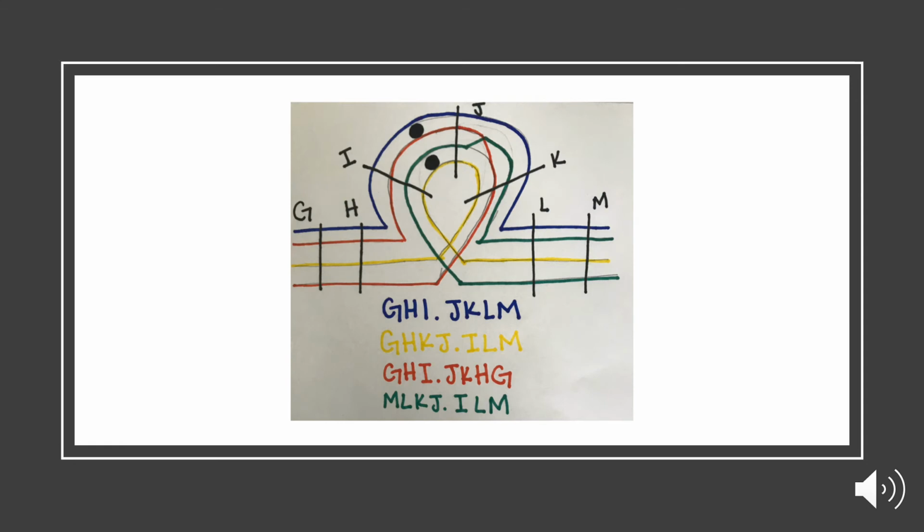So if a crossover took place between locations J and K on the chromosomes, the gametes presented under the loop would occur and are written in corresponding colors with their path on the loop. The gametes produced would be GHI.JKLM, GHKJ.ILM, GHI.JKHG, and then MLKJ.ILM.